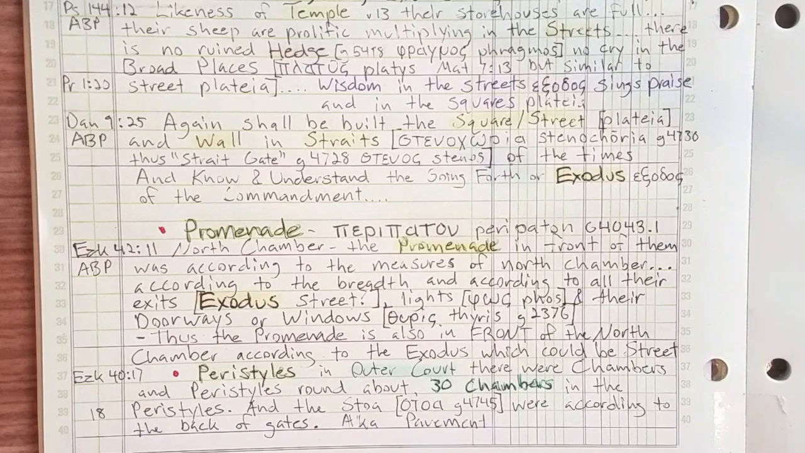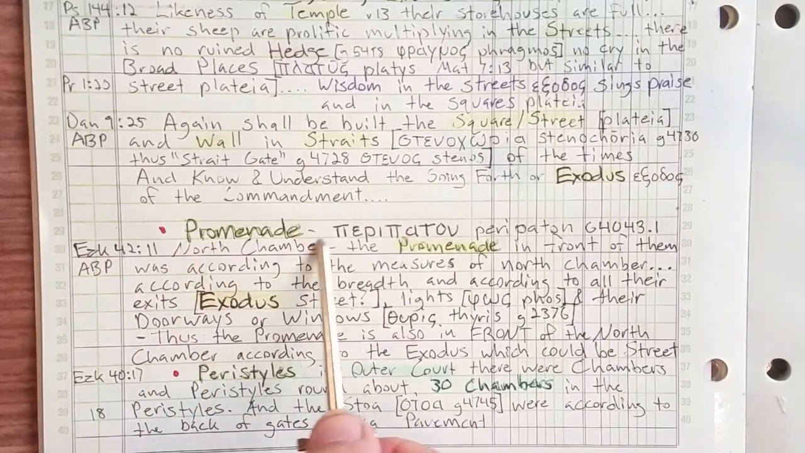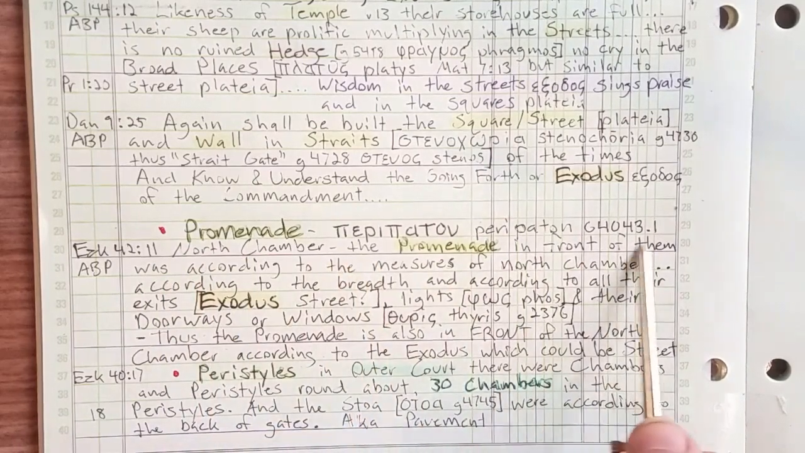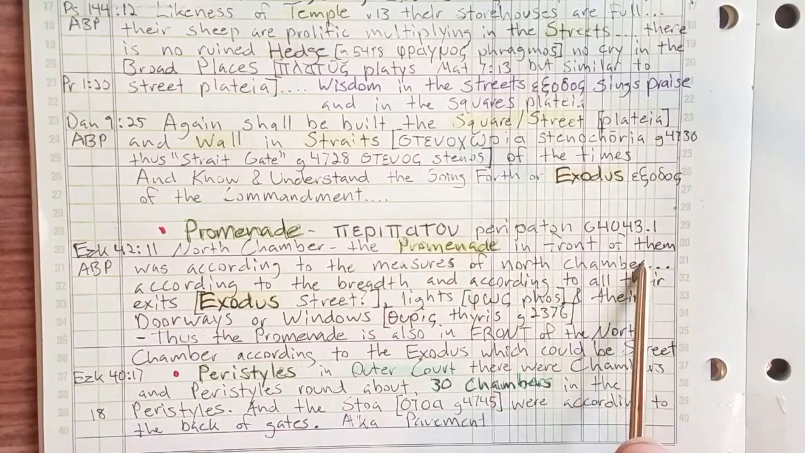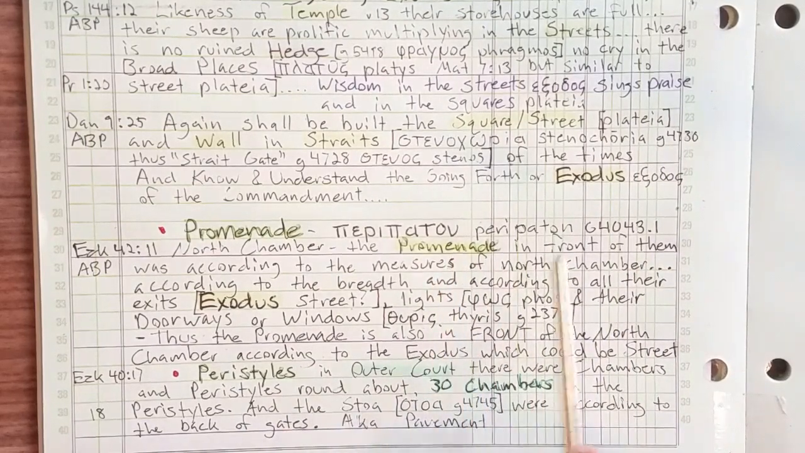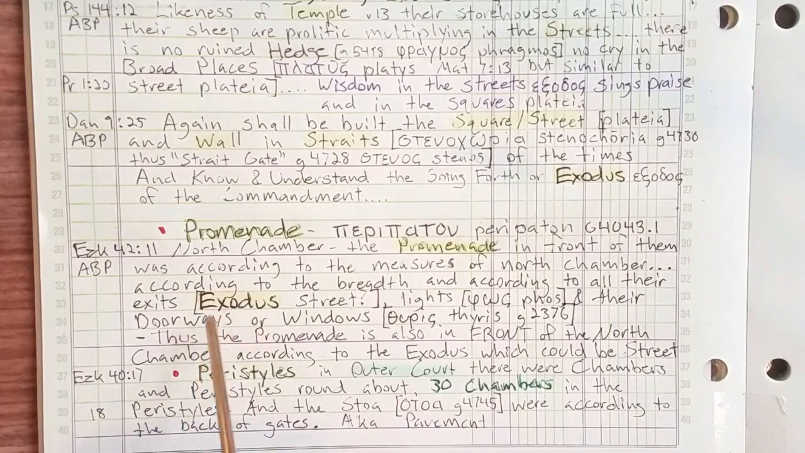measure the design. Okay. Now, as we mentioned before, we want to make it clear on what the promenade and the peristyles are. So in Ezekiel 42, we see the word promenade, peripaton in the Greek, and we have the north chamber, and the promenade in front of them was according to the measures of the north chamber. So this is saying that there's a promenade or a row in front of the north chamber, or the building, according to the breadth, according to their exits. Exodus. Okay. Well, Exodus is exits. Yes, it's going forth.